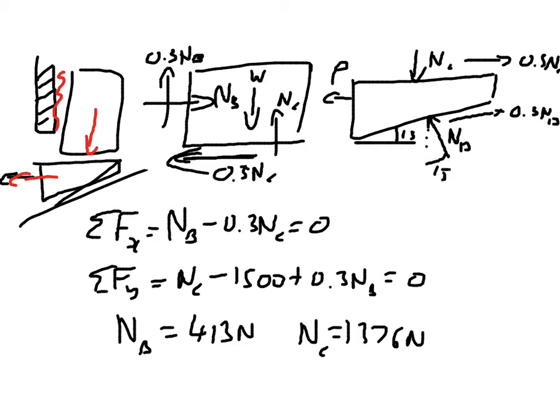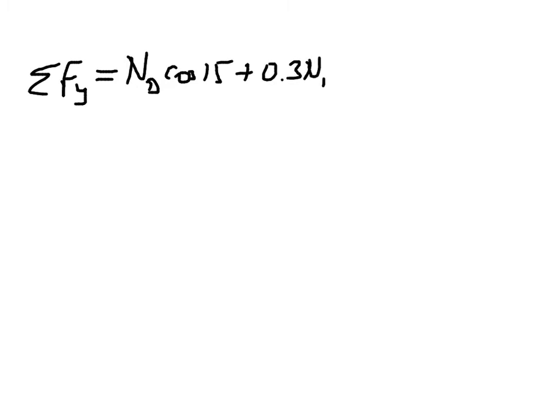Now we've got those, we can transfer some of the figures into our equation for our wedge. So again, applying equations of equilibrium, the sum of the forces in the Y, this time for the wedge, is going to be ND cos 15 plus 0.3 ND sine 15. So ND cos 15 is your contact force in the Y direction. 0.3 ND sine 15 is your frictional force in the Y direction. Minus 1376, that's NC that we've just carried through from the crate.